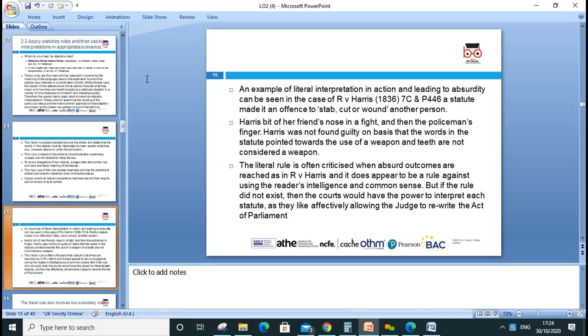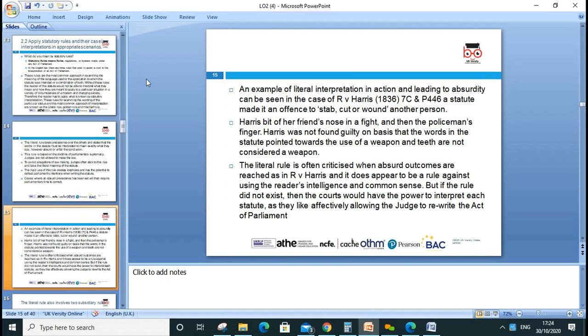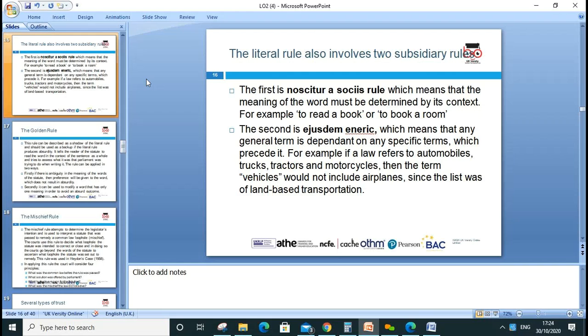Yes, common sense is more. Yes, we need to look around. If the rule does not exist, then the court would have the power to interpret this. So literally, yes, it is a claim, but if not, then the judge can interpret it in different scenarios.